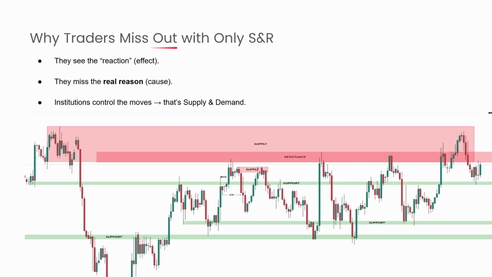Why traders miss out with only support and resistance. When you want to mark your levels, you start counting the number of touches that level is going to get before you qualify that zone to be your resistance or to be your support. But what if I told you that by the time you're counting the first touch, the second touch, and the third touch, you are already late?